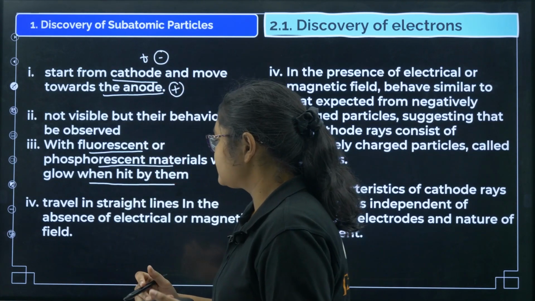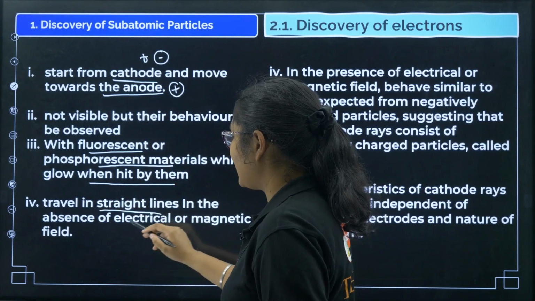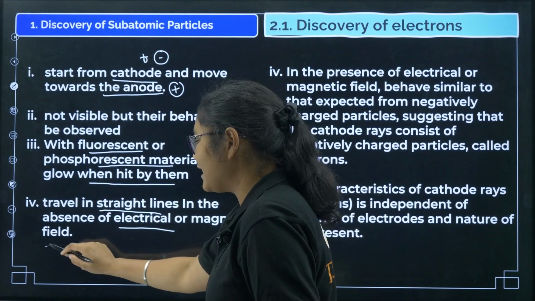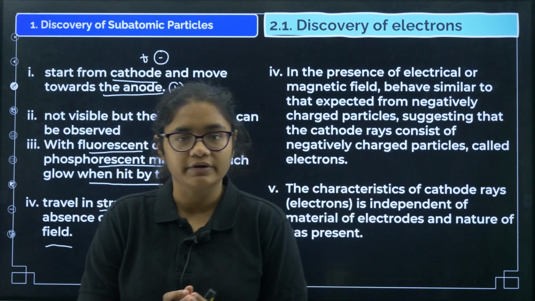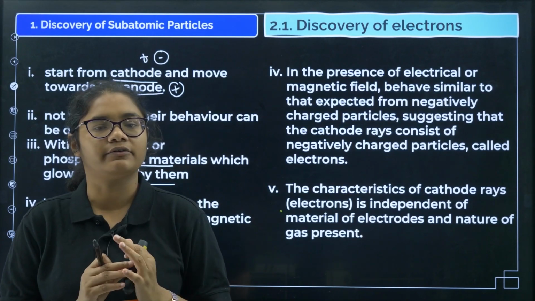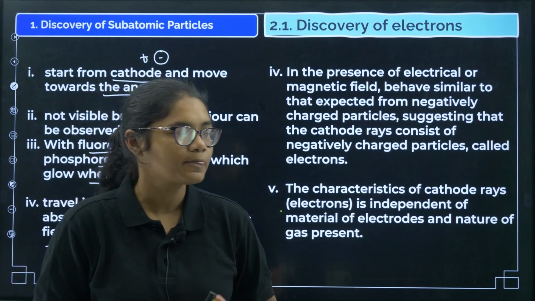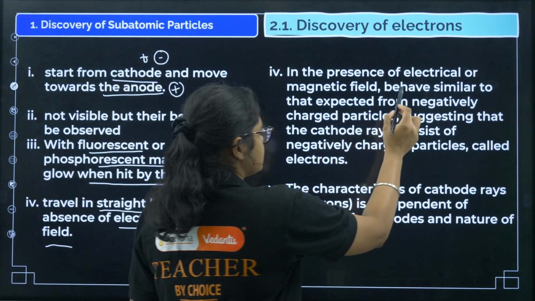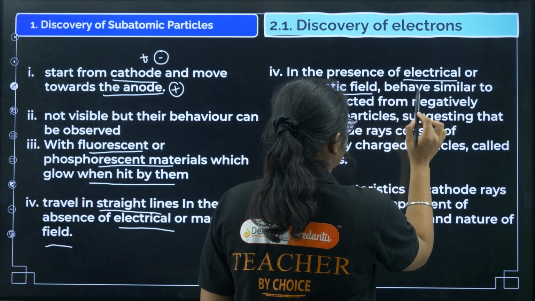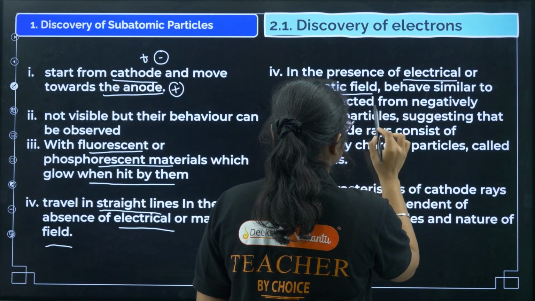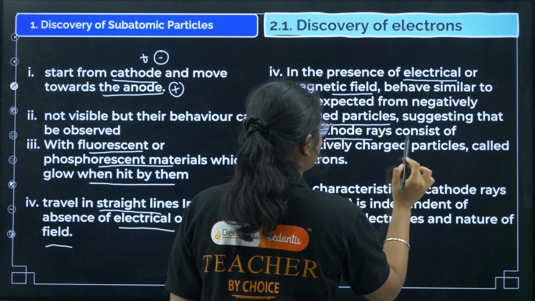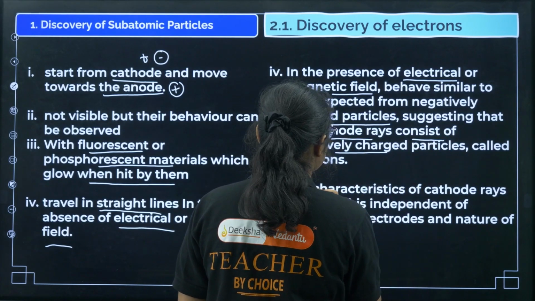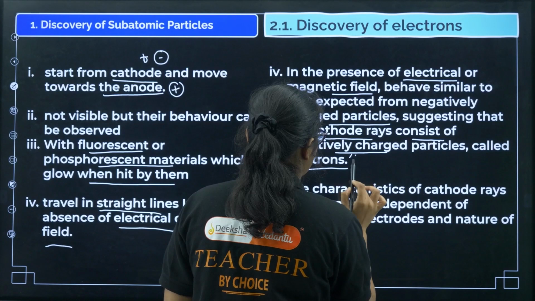Next one, it traveled in a straight line in the absence of electrical and magnetic fields. So these rays were traveling in a straight line in the absence of any electrical and magnetic field. Next, in the presence of an electrical or magnetic field, they behave similar to that expected from negatively charged particles, suggesting that the cathode rays consisted of negatively charged particles called electrons.